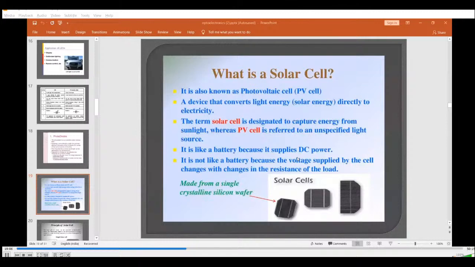That is why we are using some artificial devices, which we call the photoconductor solar cell. These are also known as those artificial cells which we are using, that is DC cells, photovoltaic cell. The term solar cell is designated to capture energy from sunlight, whereas PV cell, that is photovoltaic cell, is referred to as unspecified light. In the sense, here we are not using exactly the sunlight. That is why in laboratory conditions we will always be using photovoltaic cells. It is like a battery because it is supplying a DC power.